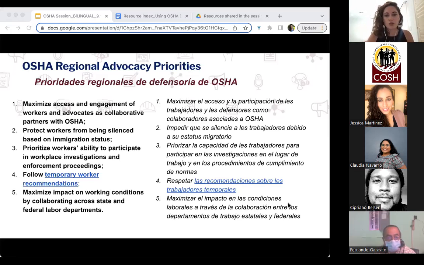So, really making sure that workers are able to take advantage of their rights to a worker representative, that they're being advised of each phase of the enforcement process, that they're being protected from retaliation, all of that good stuff. The fourth here is to ensure that temporary workers are protected by following the temporary worker recommendations that so many folks on this call have been making for many years.